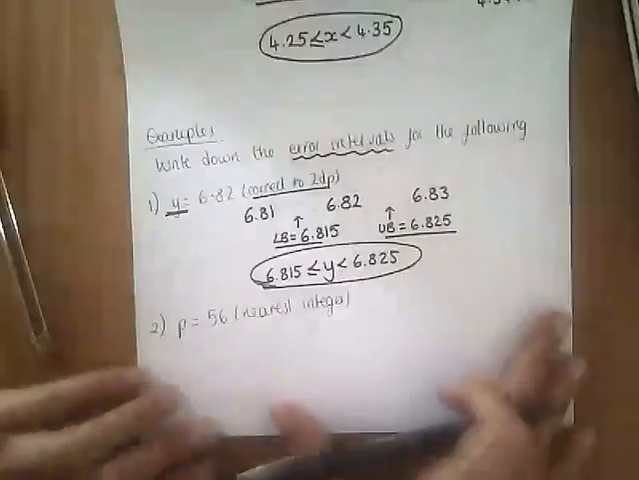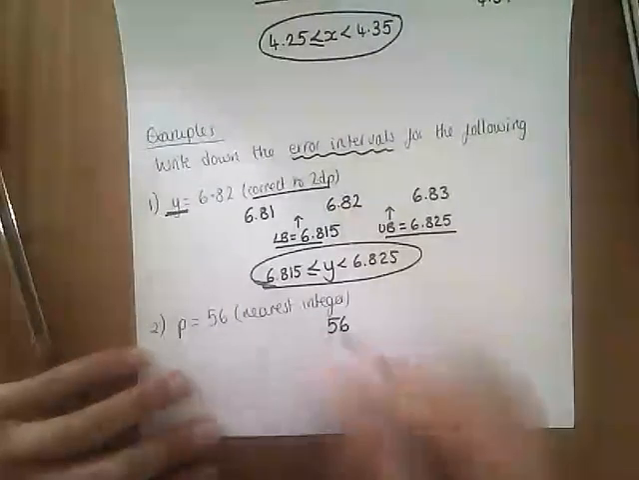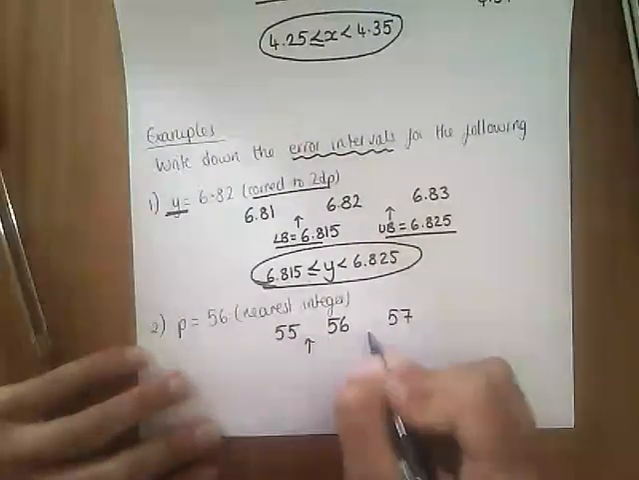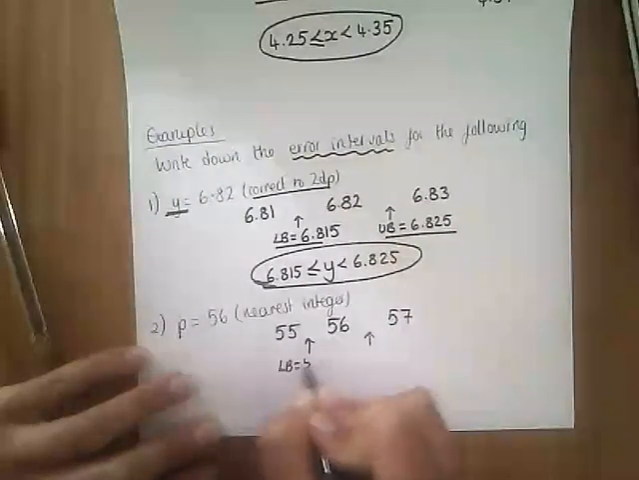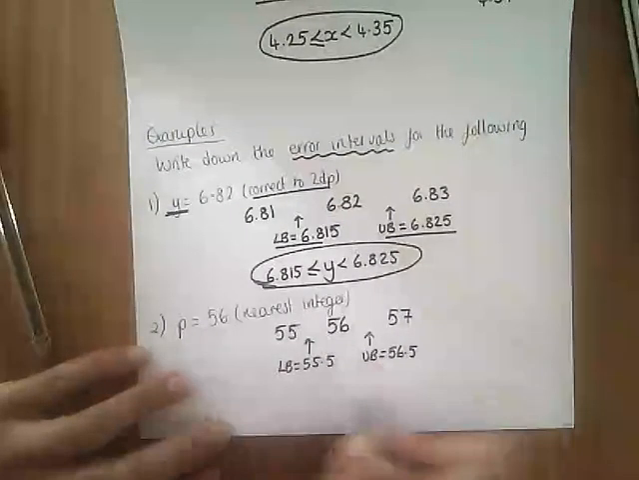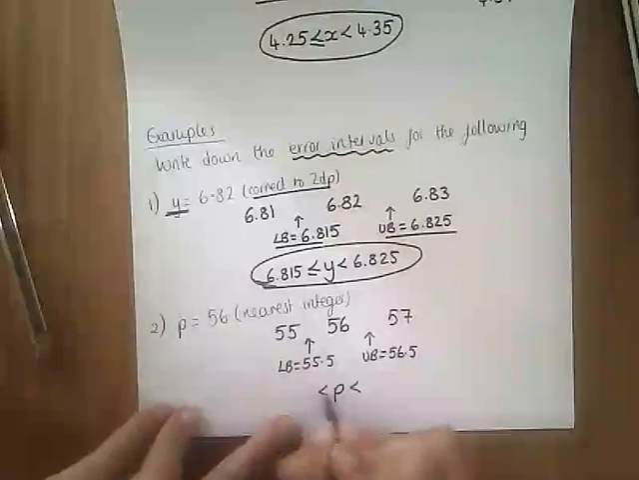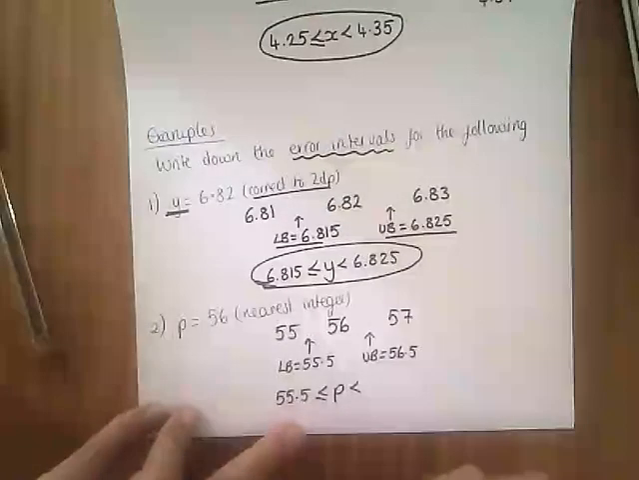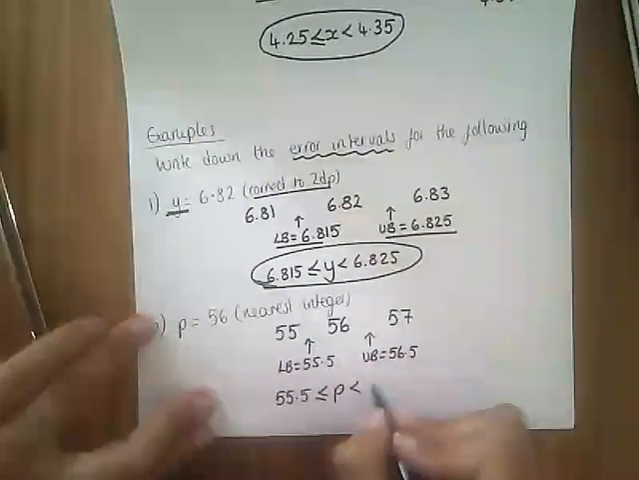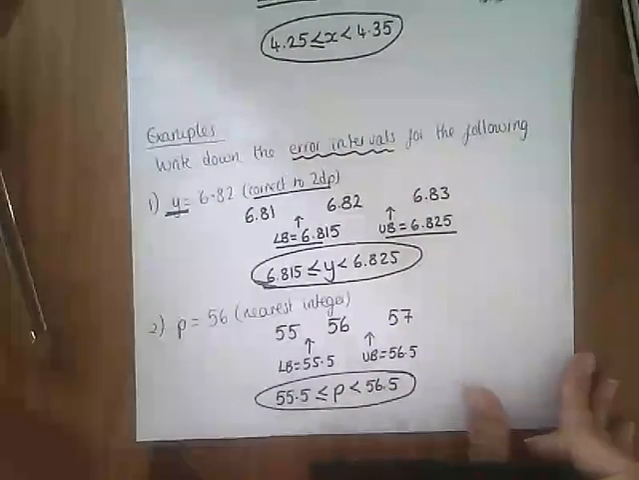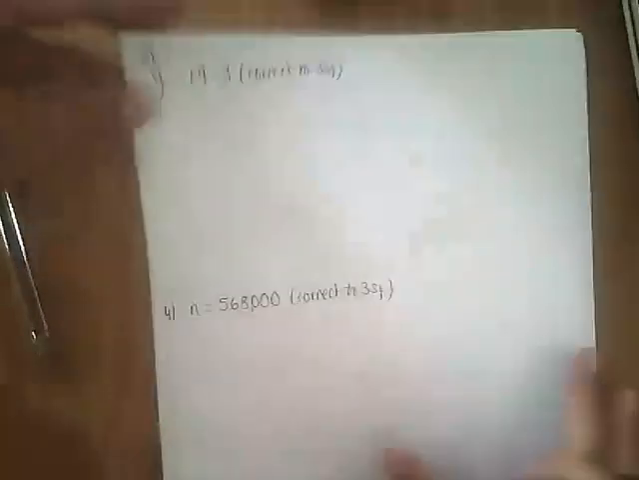Okay? p is 56 rounded to the nearest integer, so we go 1 integer below, 1 integer above, and we want halfway between. So the lower bound is going to be 55.5, the upper bound is going to be 56.5, and so our error interval, you can draw the crocodiles in before you do anything else if you would like, is that it's bigger than or equal to our lower bound, which is 55.5, and less than our upper bound, which is 56.5. Okay, we've got a couple more just to make sure you're okay with some significant figures.